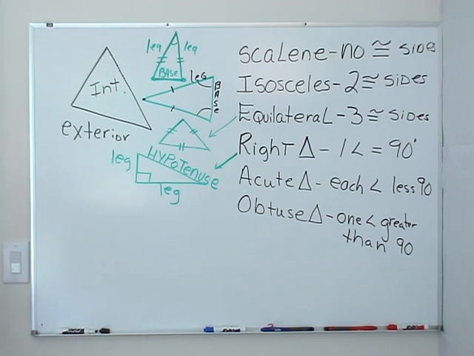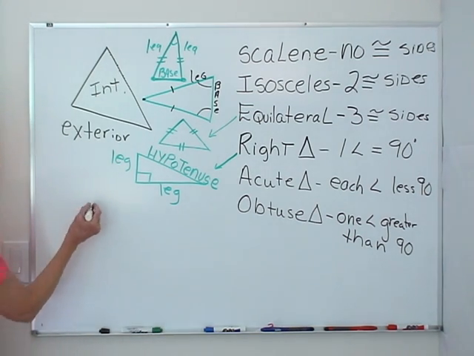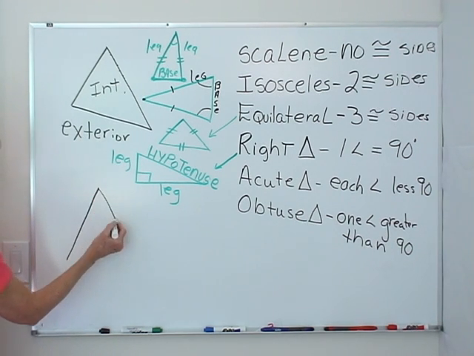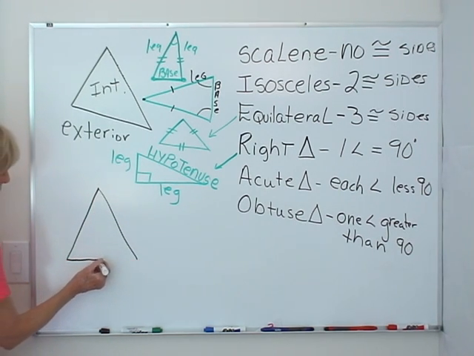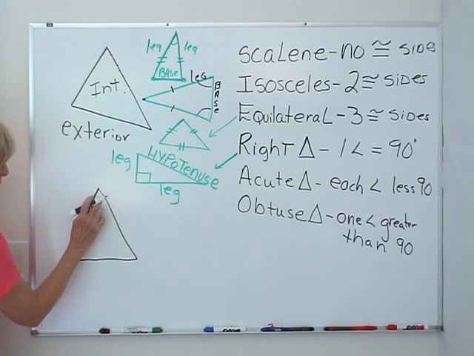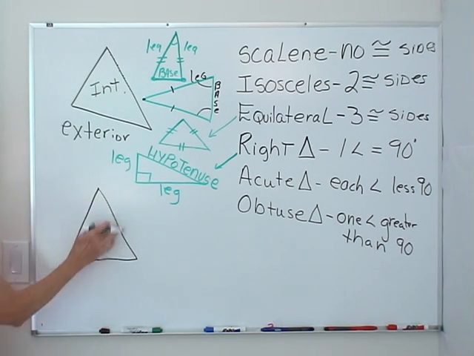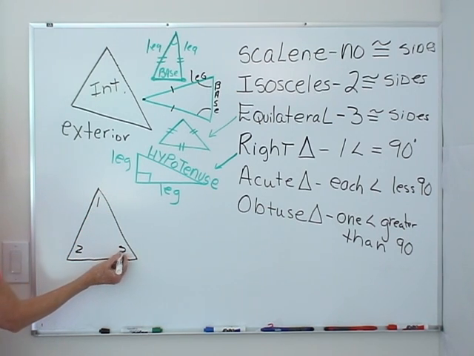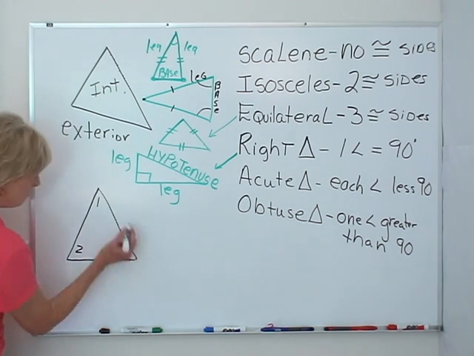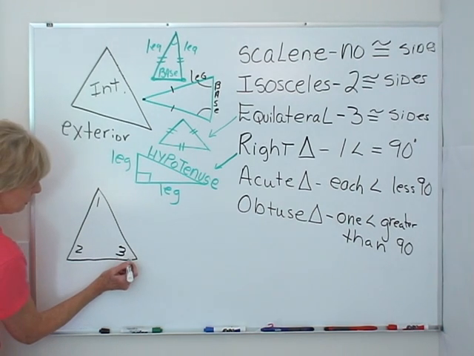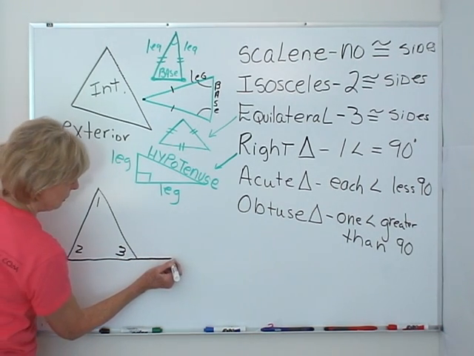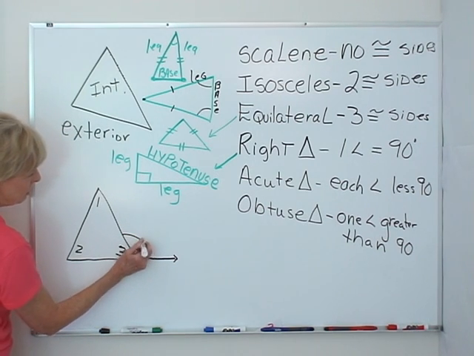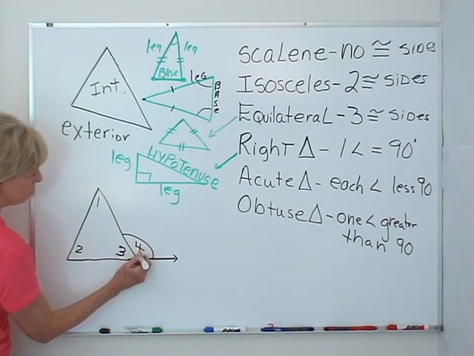Something else I'd like to call to your attention is if you have a triangle of any kind, let's just say that one right there, there are three angles inside, so we call that the interior. So this angle 1, 2, and 3 would be called your interior angles because they're inside the triangle. If I pick a side, it wouldn't matter what side, I'll pick this one, and I extend that side a little bit, then I have another angle out here. Let's call it angle 4.